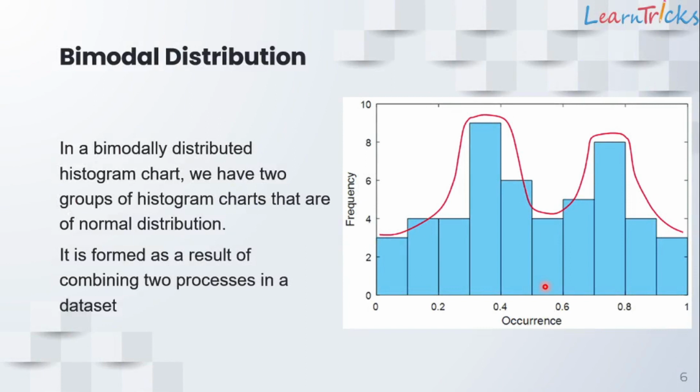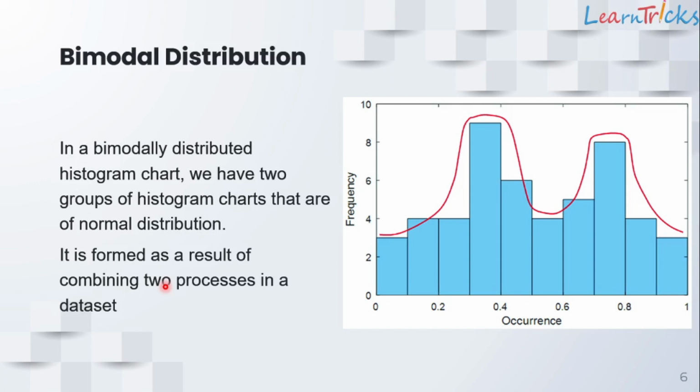Then there is the next, third type, that is called bimodal distribution. So what is a bimodal distribution? In a bimodally distributed histogram chart, we have two groups of histogram charts that are of normal distribution, and it is formed as a result of combining two processes in a data set. So it is not necessary that we have to combine two results or two processes in one data set.